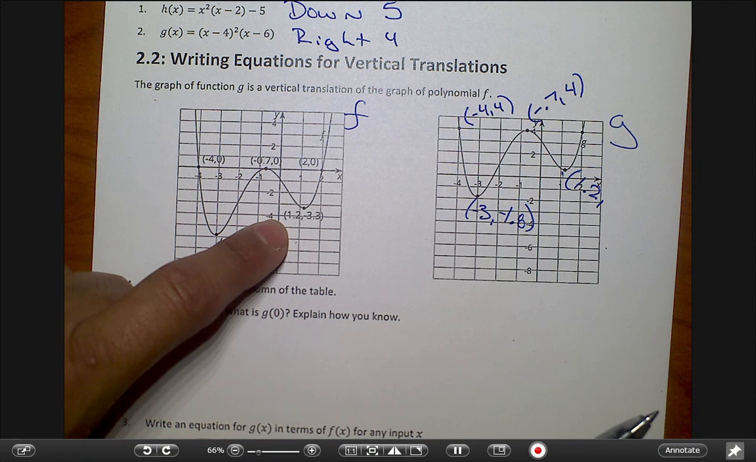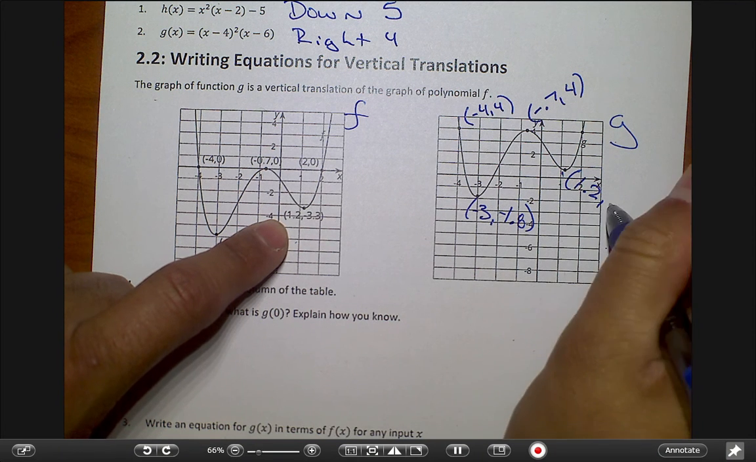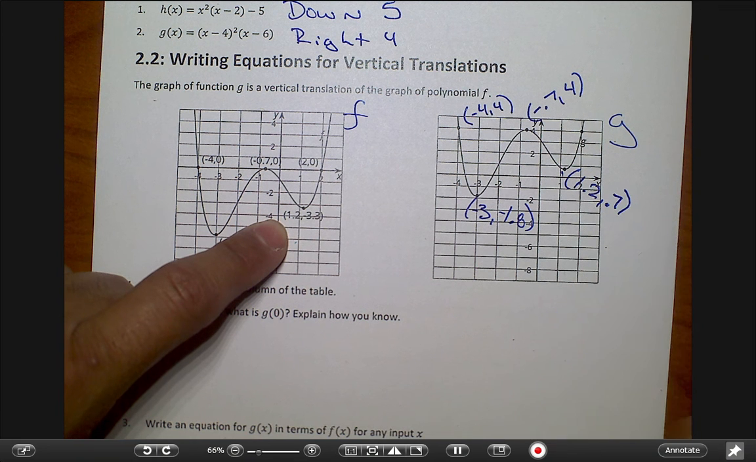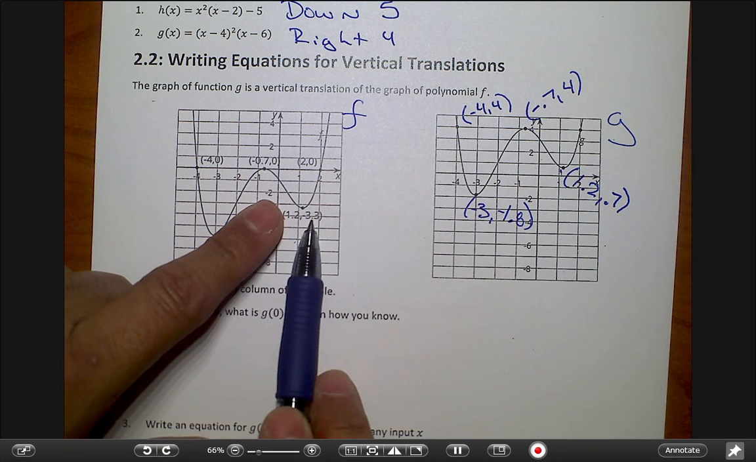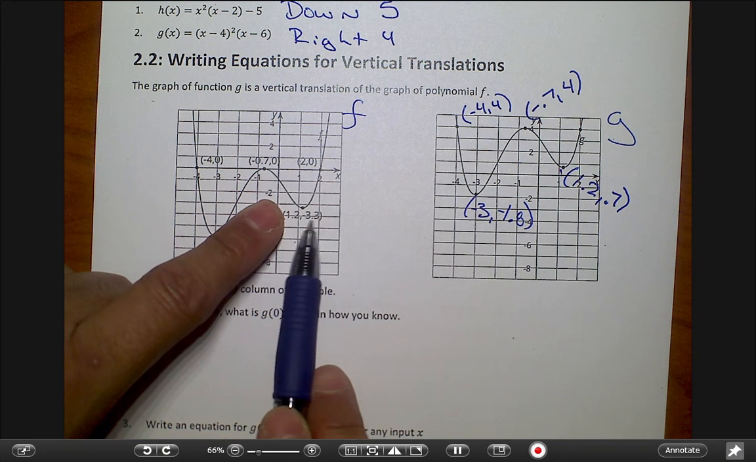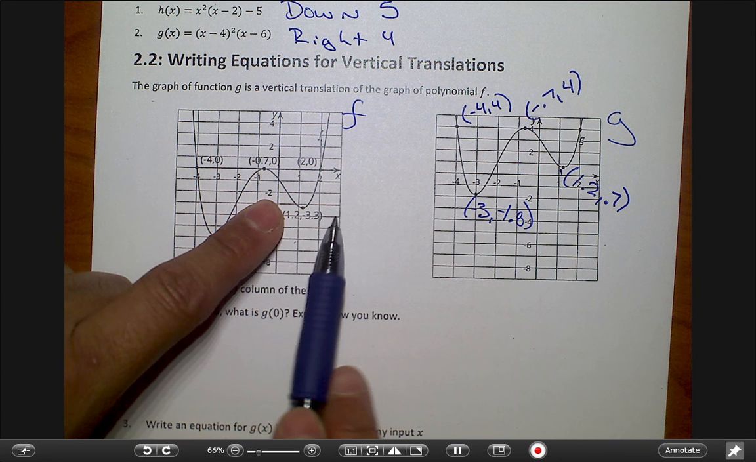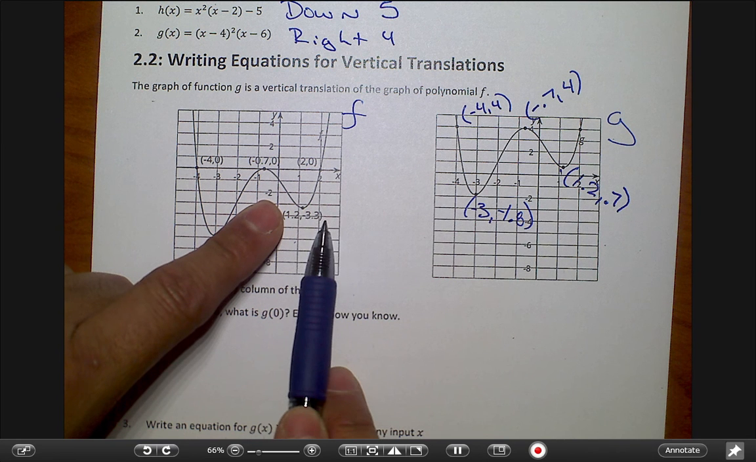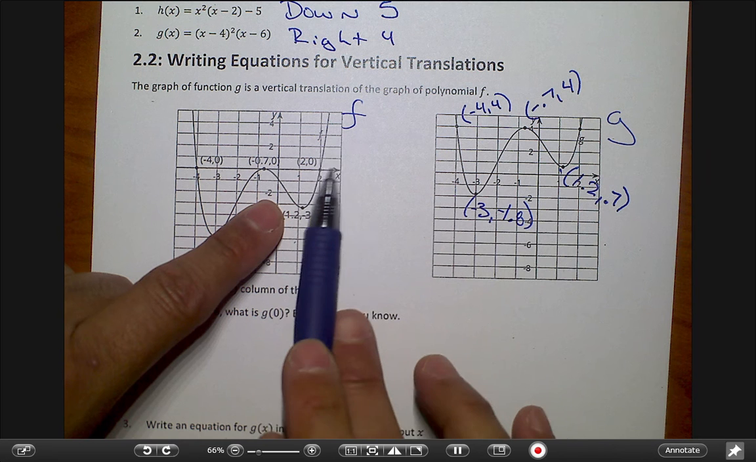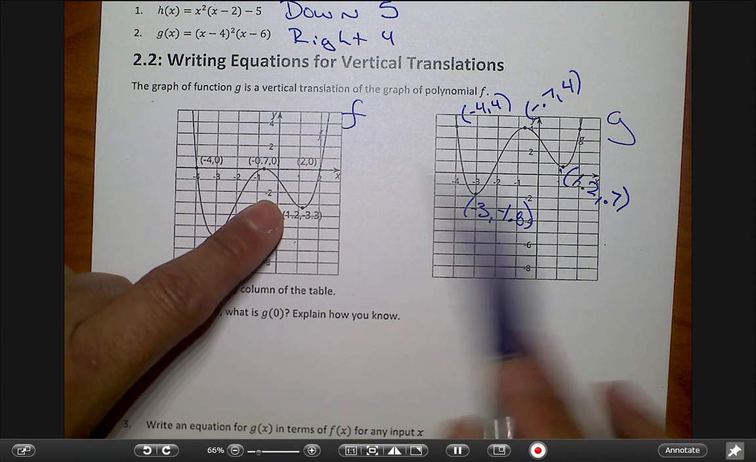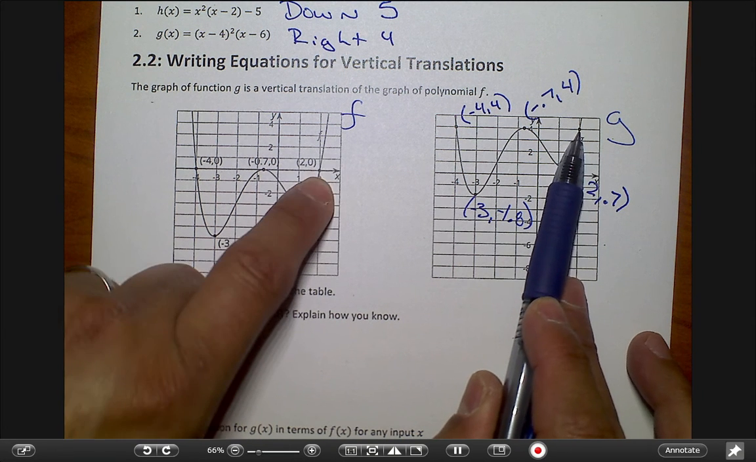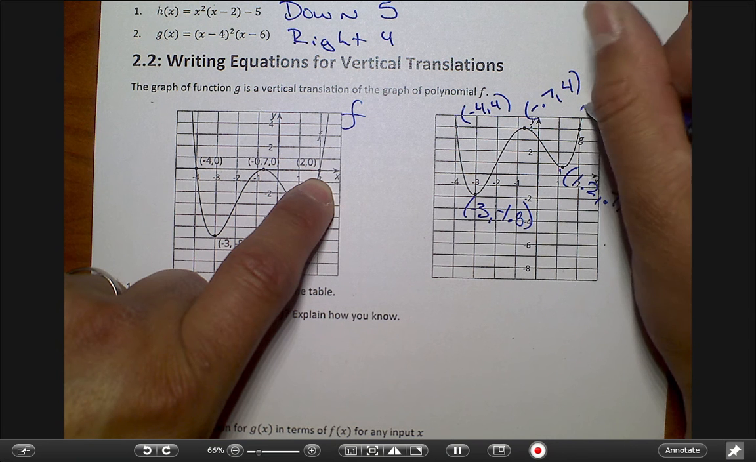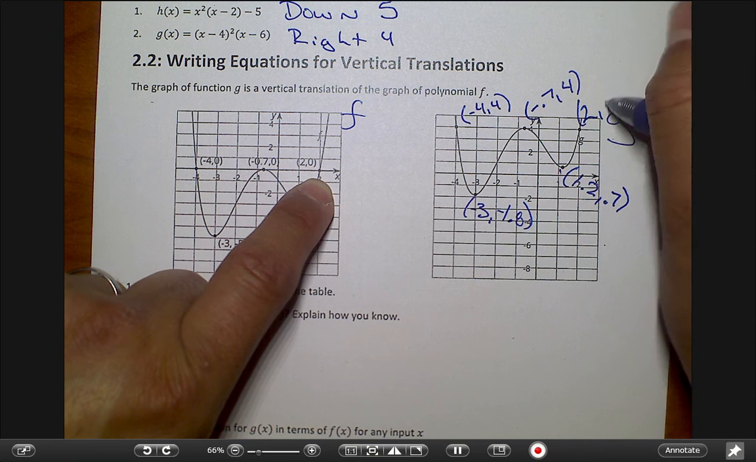Oh, 0.7. So if you're struggling with this in the calculator, I'm adding 4. So it's actually this plus 4. Okay, so you should come up with a positive 0.7. And then this point right here is going to be 2, comma 4.